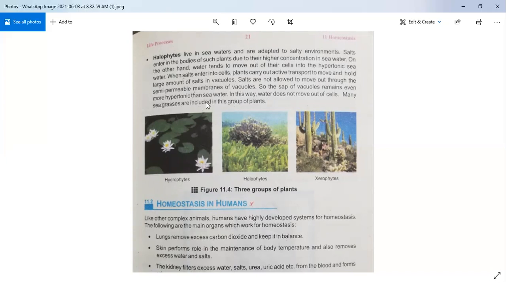Okay, I hope you understand today's lecture. In today's lecture, we have discussed osmotic adjustments in plants, and we also completed homeostasis in plants. So inshallah, in our next lecture, we will start homeostasis in humans. I hope you understand this topic. This is an example of hydrophytes.